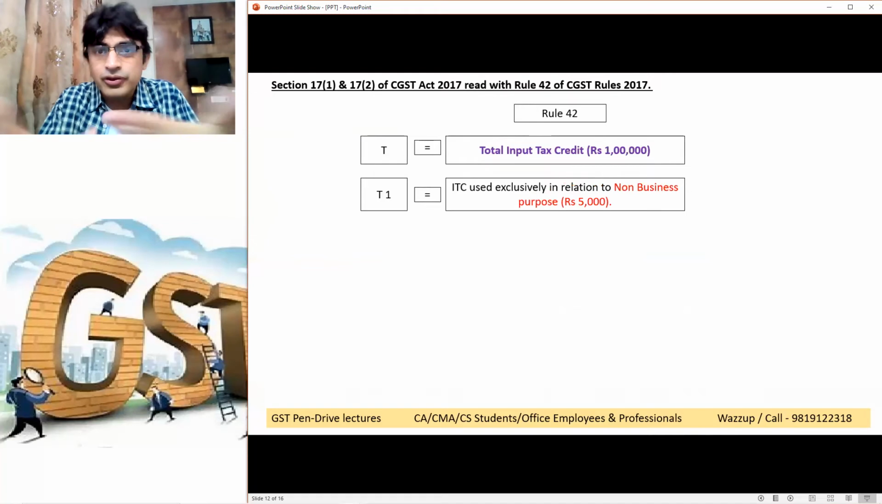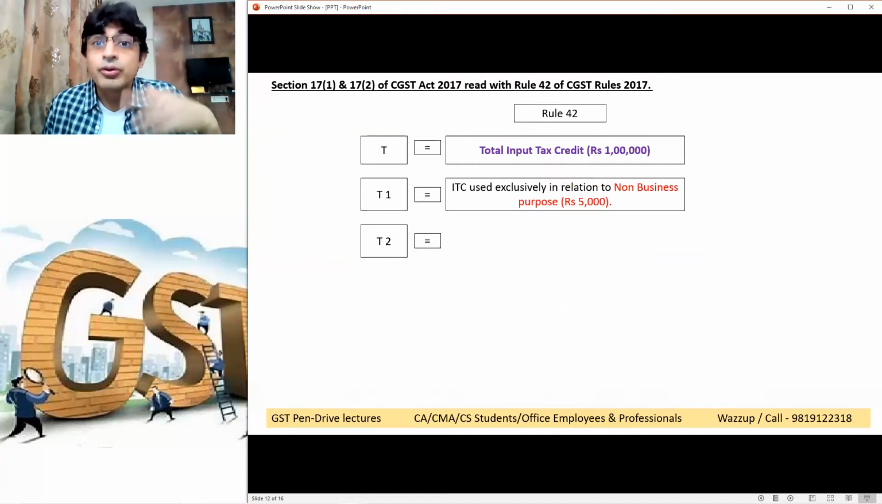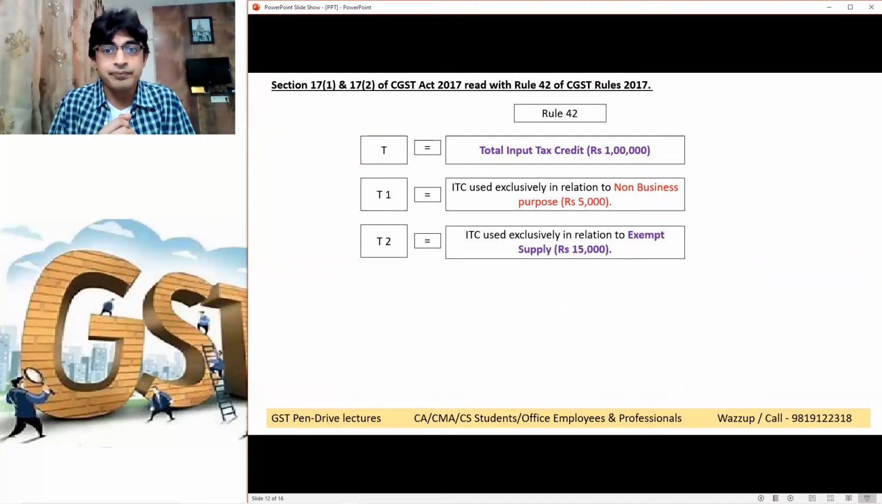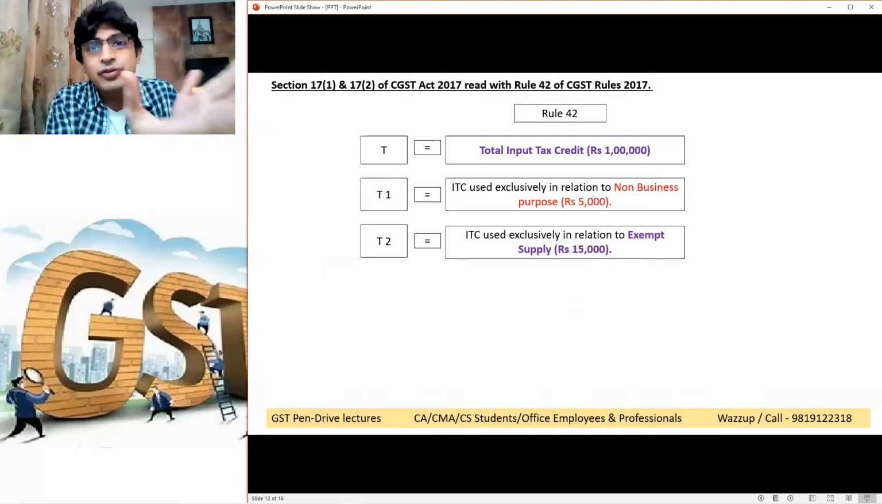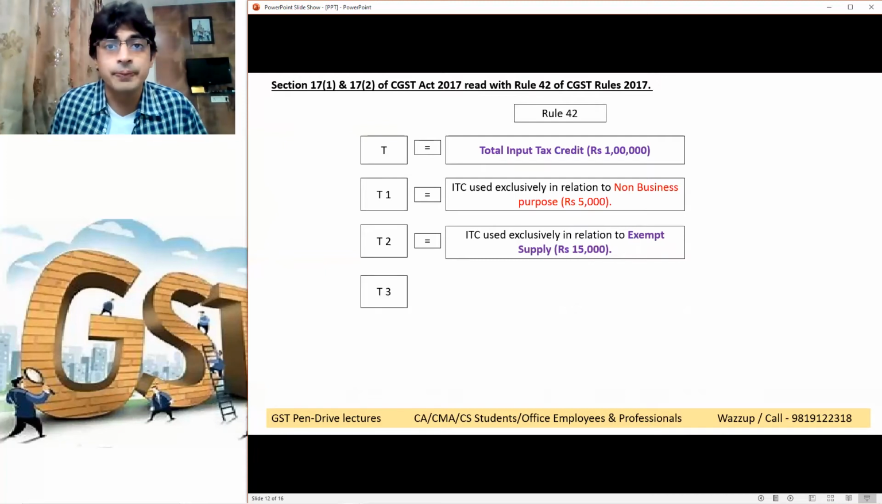Non-business, personal purpose. Disallowed, 5,000 exclusively. T2 is the ITC which is exclusively utilized for exempt supply, such as school textbooks, etc. This will also be disallowed. This is given as T2.